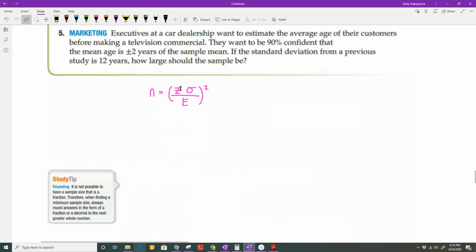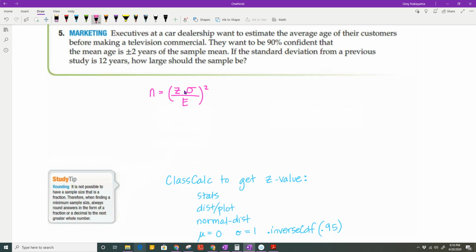Okay. But real quick, you can, again, either go to a Z chart or memorize those numbers up at the top, or you can use ClassCalc to find that Z value. Okay, you go to Stats, Dist Plot, and Normal Distribution, and this time you just put in 0 and 1. That'll give you any number you want on your Z chart.